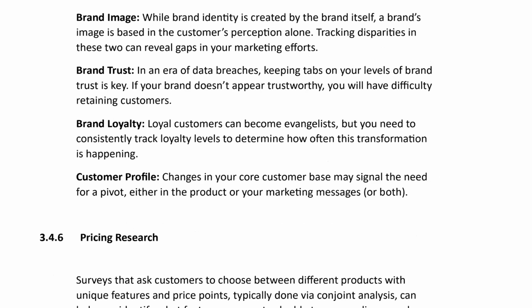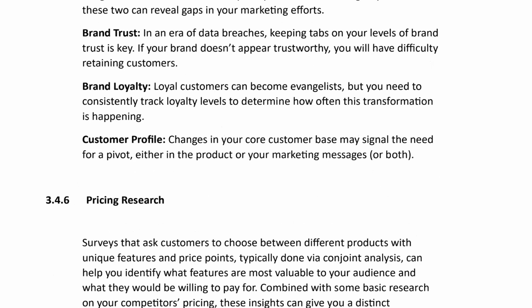Brand loyalty as well is also one of the elements. Customers can become evangelists, just as I said previously. But you need to consistently track loyalty levels to determine how often this transformation is happening. Brand loyalty can be measured through brand awareness. Customer profile changes in your core customer base may signal the need for a pivot, either in the product or in your marketing messages, or both. So it can help you measure the customer profile, among others.